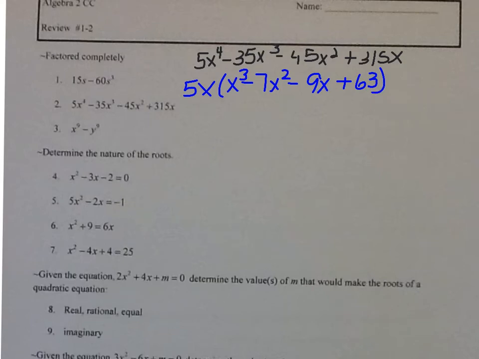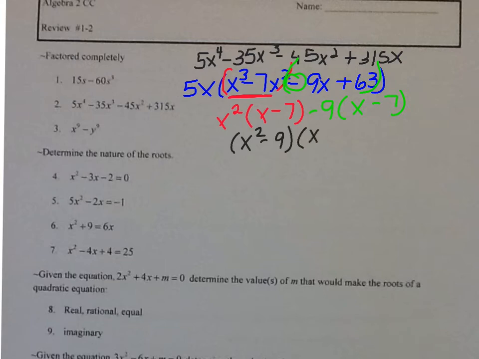Okay, so now that I factored out the GCF, I'm going to do grouping. I'm going to have the red group here, and the green group here. In the red group, there's a GCF, and that GCF is x squared times x minus 7. In the green group, my GCF is negative 9, so I bring that down, and then I get x minus 7. So my factors so far are x squared minus 9 and x minus 7. And don't forget, we still have 5x.